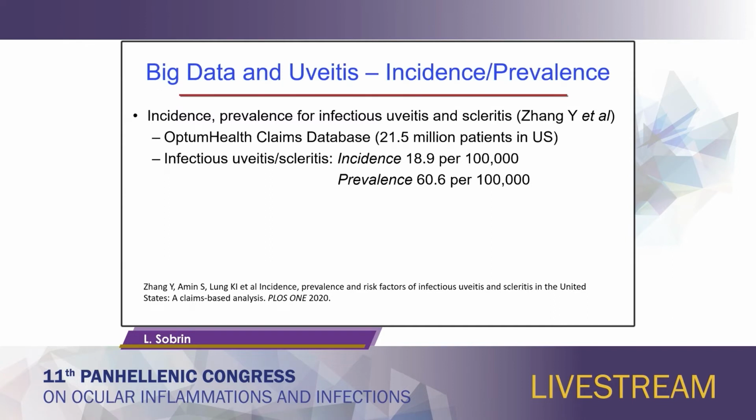These data sets also help us to look at subtypes of uveitis. And so, also using the Optum healthcare claims database, there has been a study looking at incidence and prevalence specifically of infectious uveitis and scleritis. And here, the incidence is lower, at least in the United States where the study was done. When compared to non-infectious uveitis, the incidence was about 18.9 per 100,000, and the prevalence was 60.6 per 100,000. So these studies help us to really quantify the risk for these diseases in our countries.